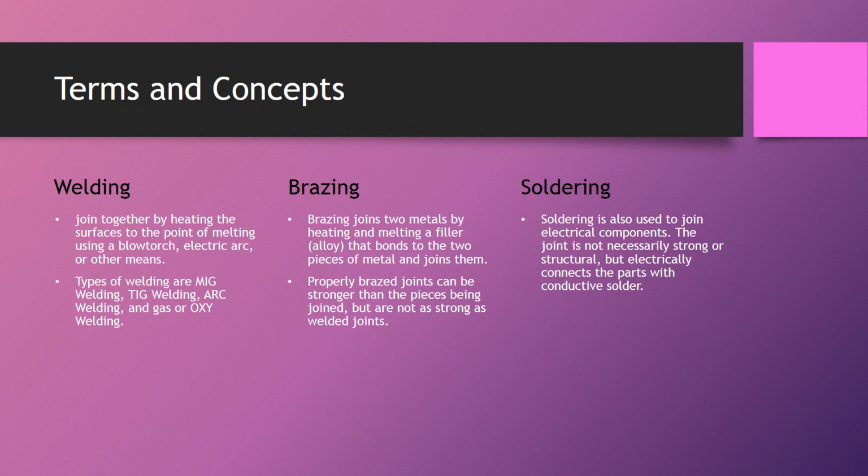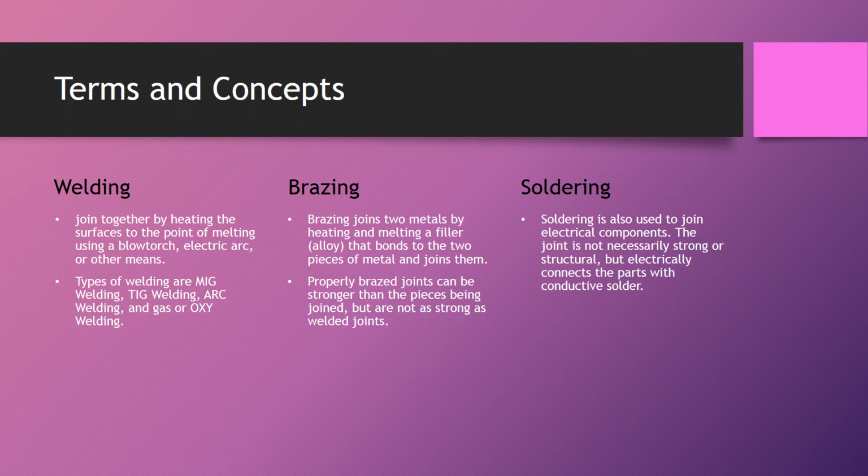All right, more terms and concepts. Welding: joined together by heating the surface to the point of melting using a blowtorch, electric arc, or other means. Types of welding are MIG welding, TIG welding, arc welding, and gas or oxyacetylene welding.